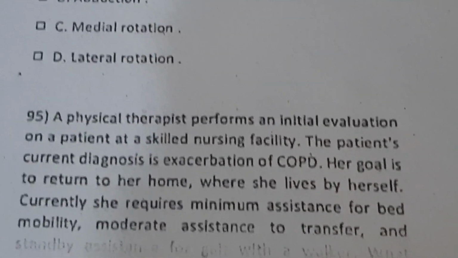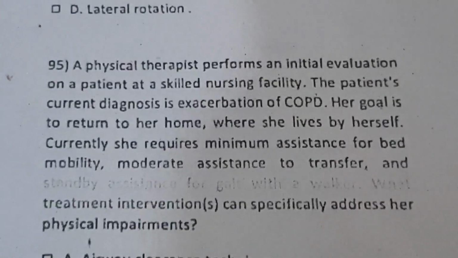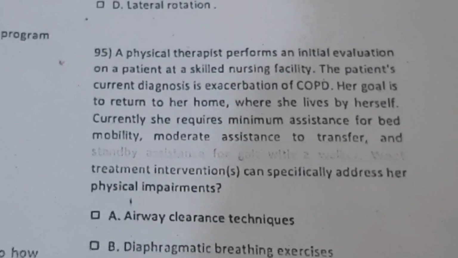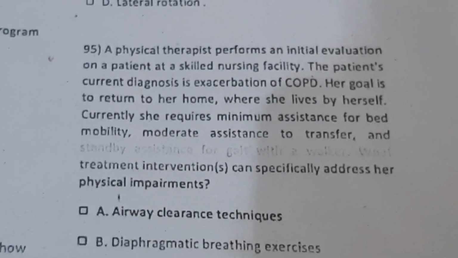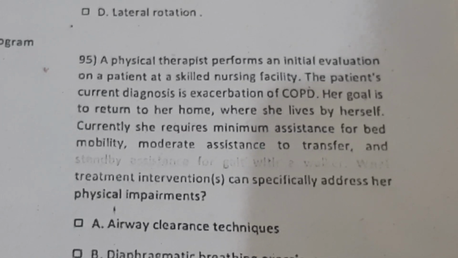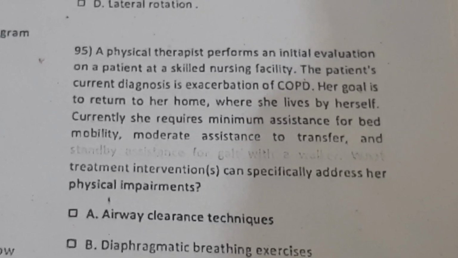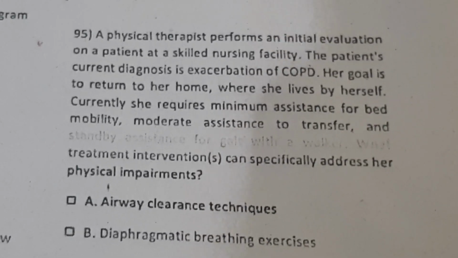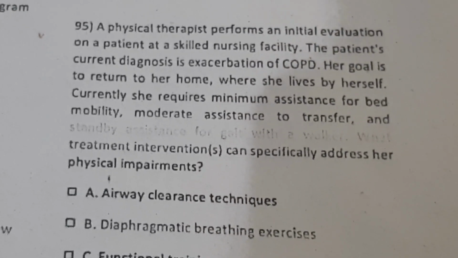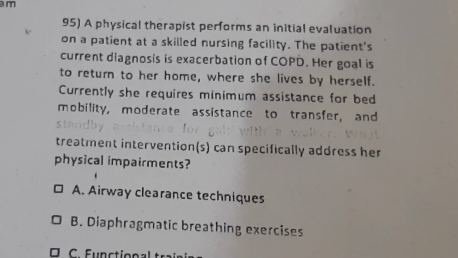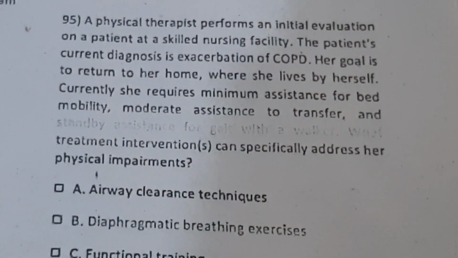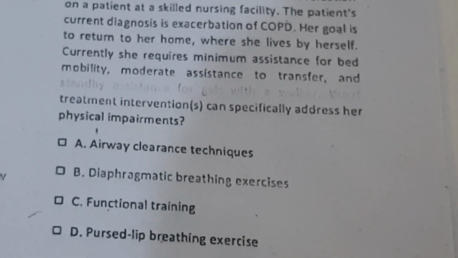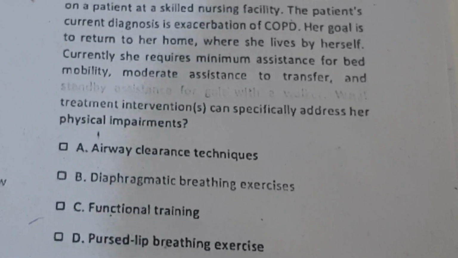Okay, so the next MCQ is: a physical therapist performs an initial evaluation on a patient at a skilled nursing facility. The patient's current diagnosis is exacerbation of COPD. Her goal is to return to her home where she lives by herself. Currently, she requires minimum assistance for bed mobility, moderate assistance to transfer, and standby assistance for gait with walker. What treatment intervention can specifically address her physical impairments? Option B is correct, functional training.